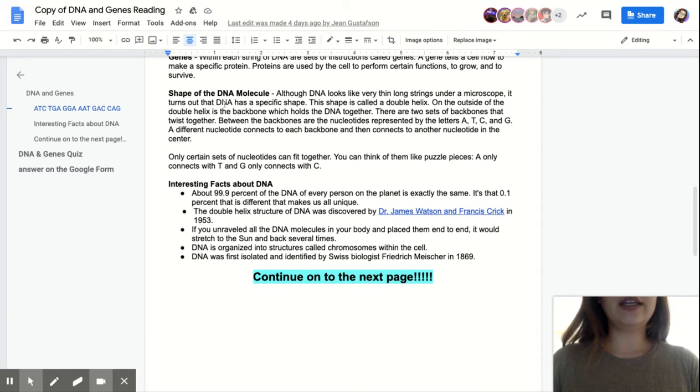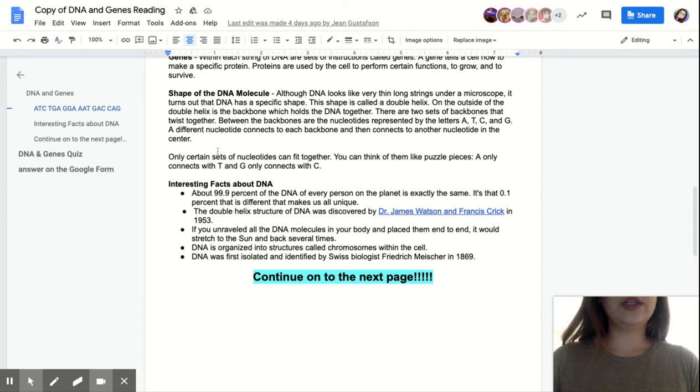Shape of the DNA molecule. Although DNA looks like very thin, long strings under a microscope, it turns out that DNA has a specific shape. This shape is called a double helix. On the outside of the double helix is the backbone, which holds the DNA together. There are 2 sets of backbones that twist together. Between the backbones are the nucleotides represented by the letters A, T, C, and G. A different nucleotide connects to each backbone and then connects to another nucleotide in the center.